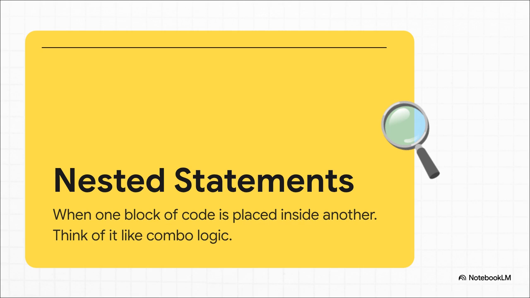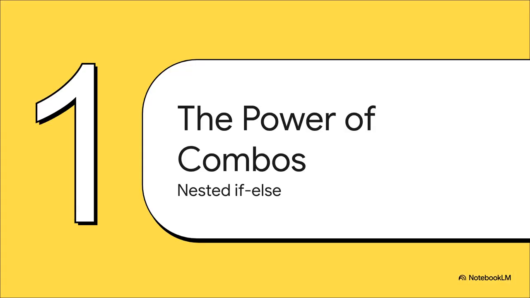The best way to picture it is as combo logic. Seriously, think about a fighting game. You can't pull off that awesome finishing move without landing the first few hits, right? It's the same idea. One thing has to happen before the next can even start. All right, so let's really dig into this power of combo logic. We're going to break down some of the most common patterns you're going to see absolutely everywhere.